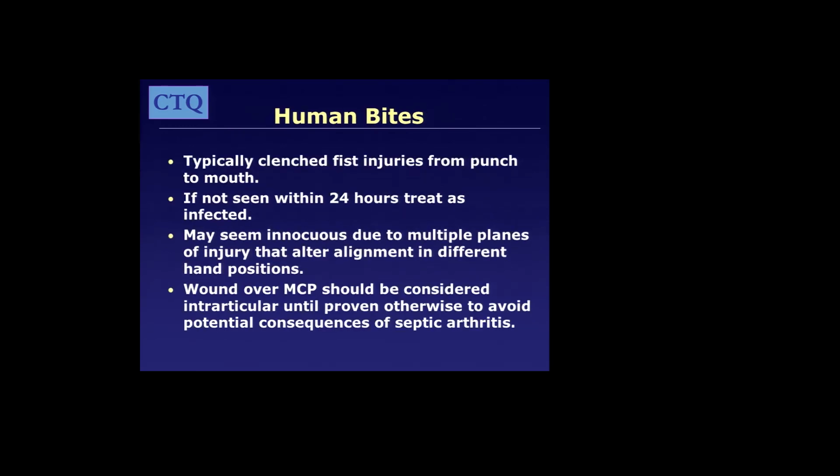Human bites are typically due to fist fighting injuries. Initially, as far as structural disruption is concerned, they may seem innocuous because of the different planes of injury when the hand is held in full flexion. A wound over the MCP should be considered intra-articular because it can be difficult to see with the overlying tendon intact.